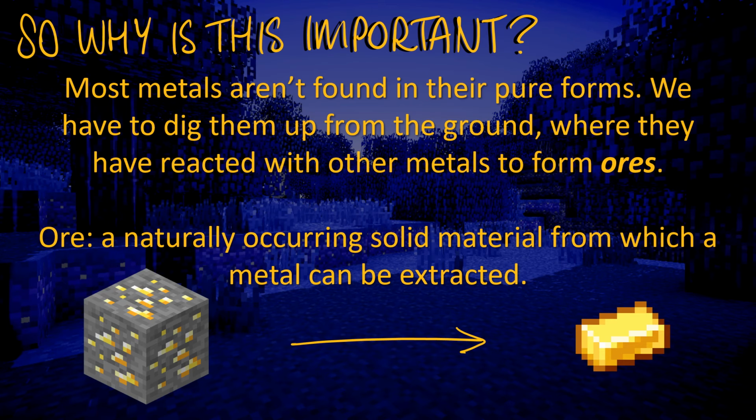Okay, so why is the reactivity series so important? So most metals aren't found in their pure forms. We have to dig them up from the ground where they have reacted with other metals to form ores. So an ore is a naturally occurring solid material from which a metal can be extracted. I want you to write down that definition, please.